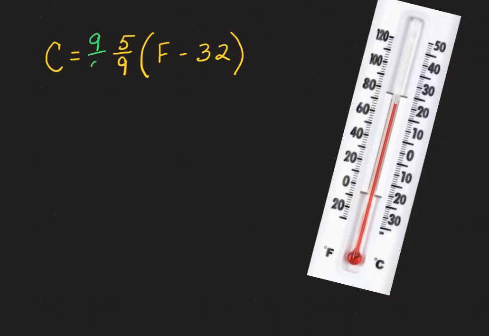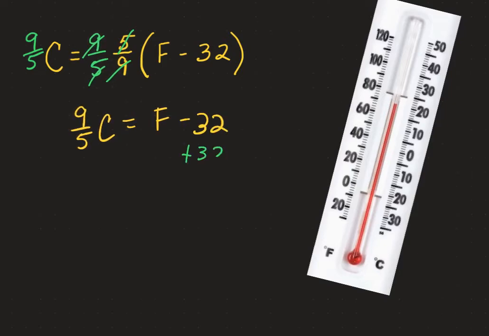So if I multiply both sides by 9/5, that gets me closer. So 9/5 Celsius equals Fahrenheit minus 32. And then if I add 32 to both sides, there I have it. I need to take the Celsius temperature, multiply it by 9/5, and add 32. Still not the easiest thing to do in your head, but more doable.